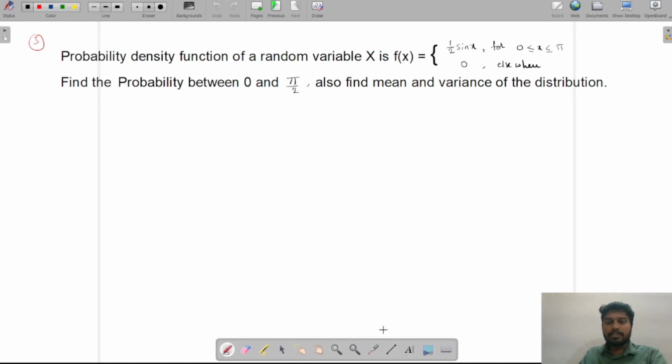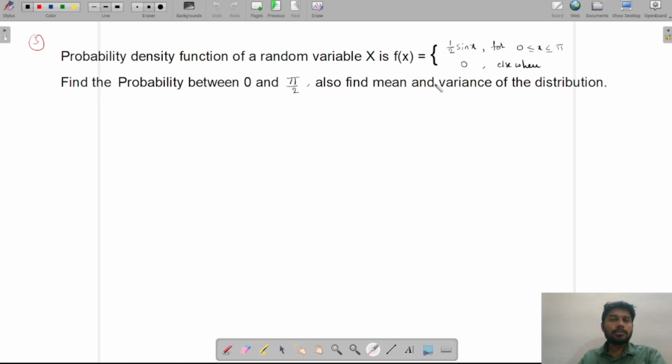What is given in the present question? The probability density function of a random variable x is f of x equal to 1 by 2 sin x when 0 less than or equal to x less than or equal to pi, and 0 elsewhere. Find the probability between 0 and pi by 2, and also find the mean and variance of the distribution.